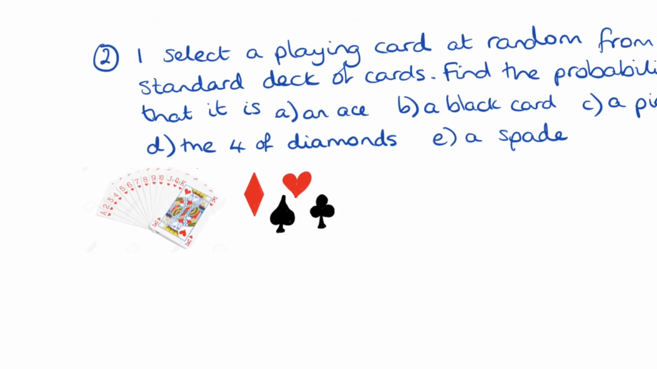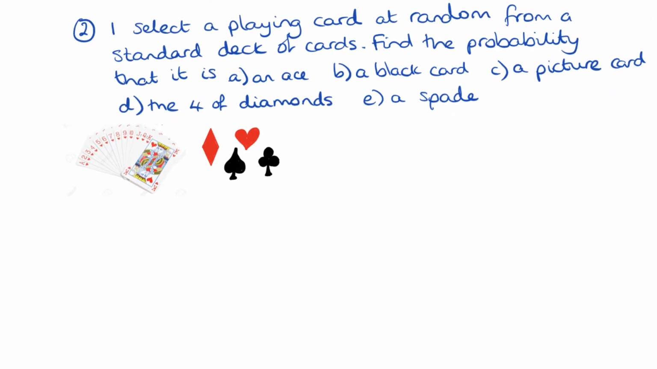Okay, so let's get started then. The probability of getting an ace. Let's have a look at that. So the first thing we need to work out really is how many cards are in this complete deck. Now there are 13 different cards in each of the 4 suits. 13 times 4 is 52. So there are 52 cards in a standard deck of playing cards.